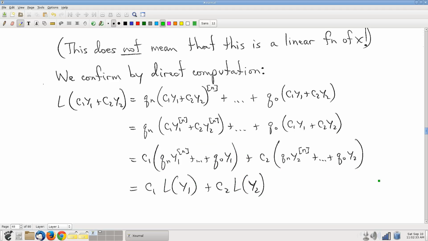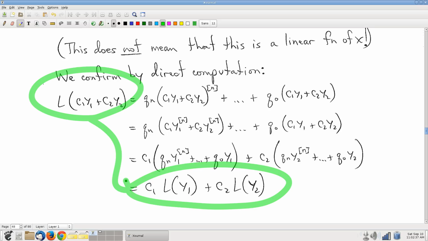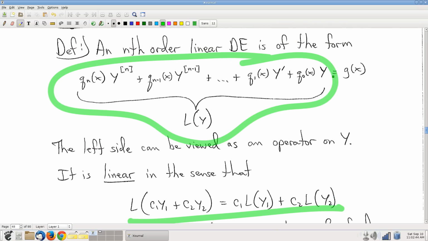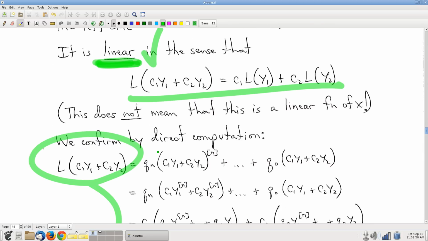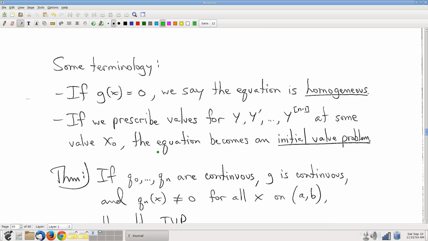And so as required, we have showed that that is equal to that, and therefore this operator is linear. Confirmed. Okay. Moving along. A little bit of terminology.